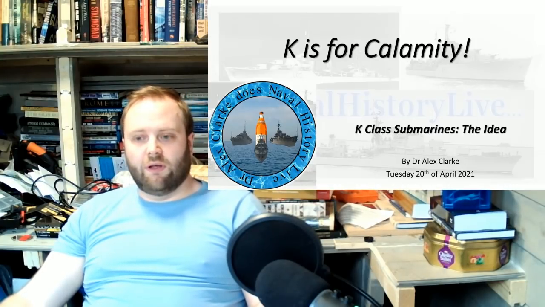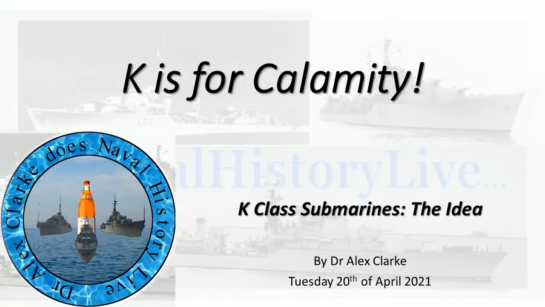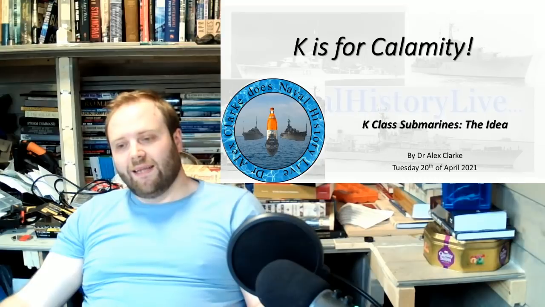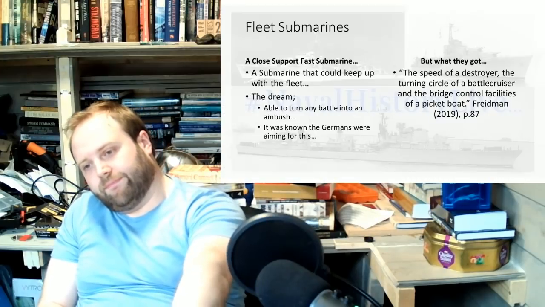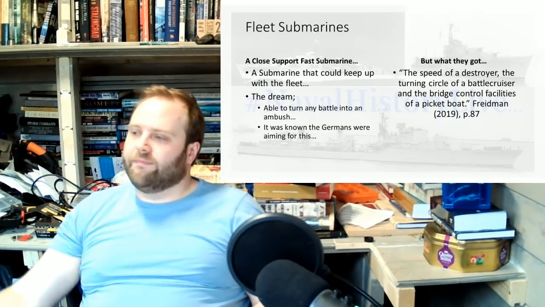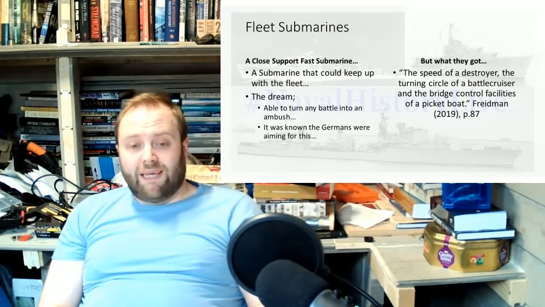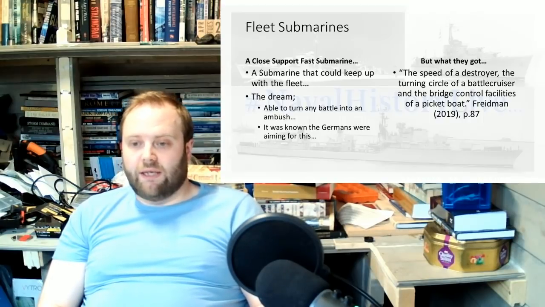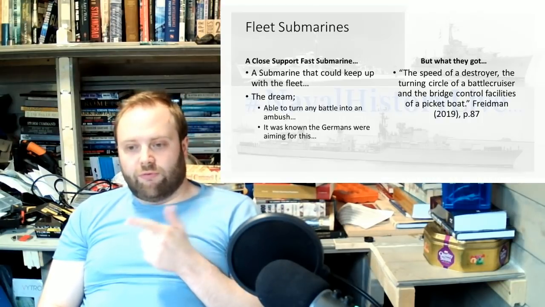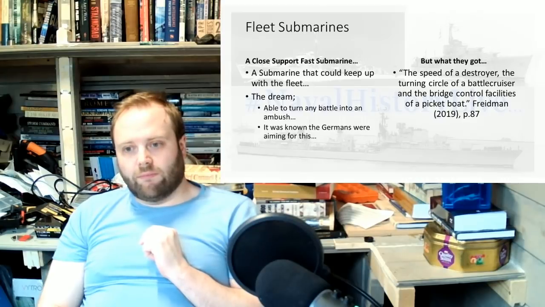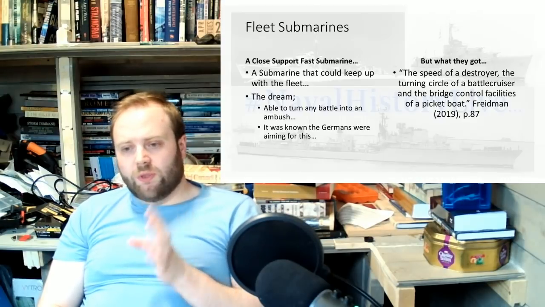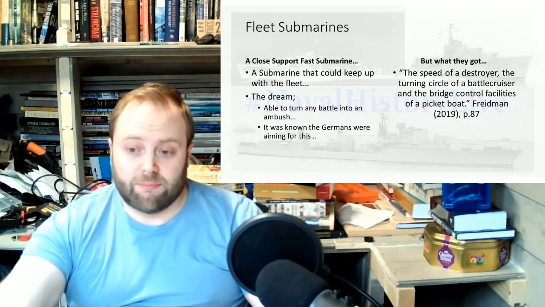So, here is the K class. K is for Calamity. And basically everything comes down to the idea that inspires them. Now, the first thing you have to remember is a fleet submarine's idea. Close support fast submarine. What they're aiming for was a submarine that could keep up with the fleet.